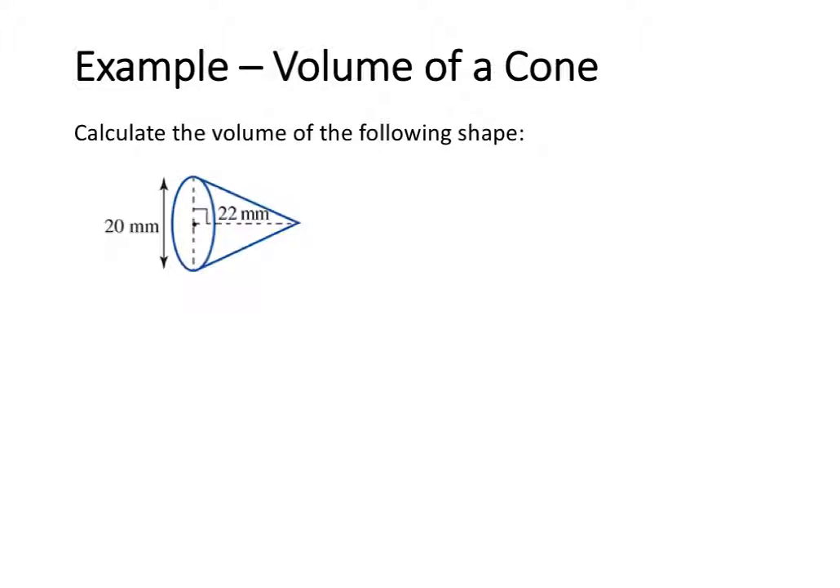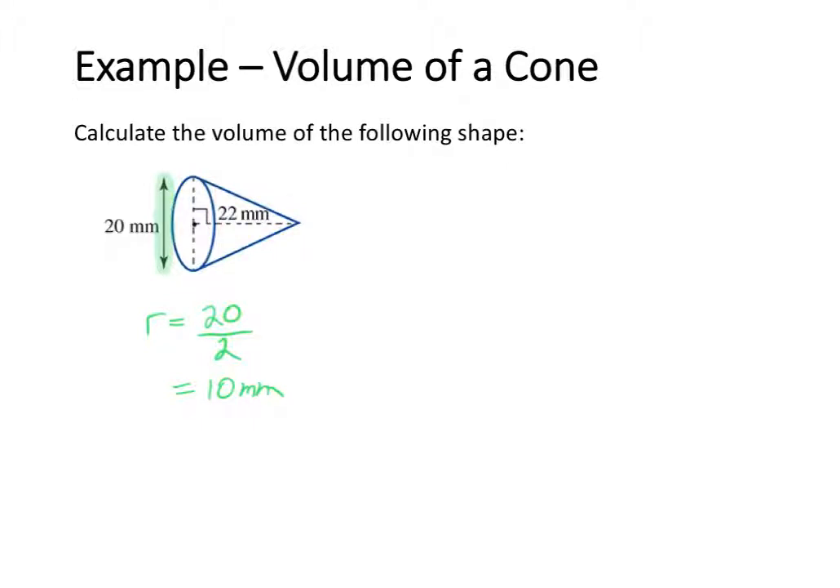Now, before we use the formula, we need to identify the key pieces of information that we need to use the formula. The first is the radius. And in this question, instead of giving us the radius, they have given us the diameter, which is 20 millimeters. So we need to use this to calculate the radius. So radius is equal to 20, and we're going to divide it by 2 to find it, equals 10 millimeters. So the radius is equal to 10 millimeters.